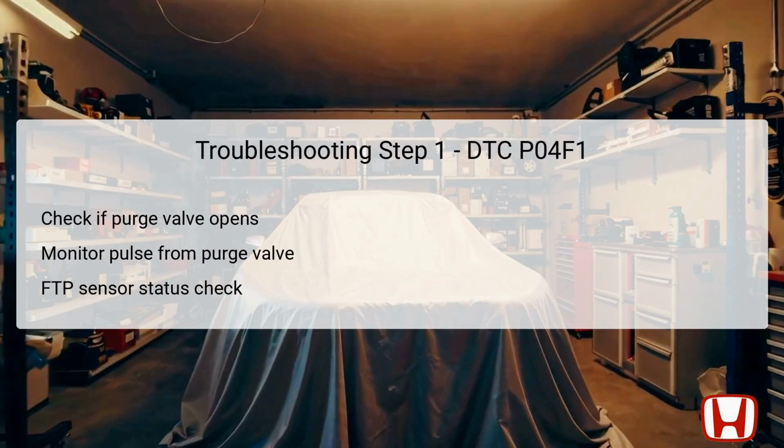In the first troubleshooting step for DTC P04F1, the technician should first verify if the EVAP canister purge valve is functioning correctly by observing if it opens normally, indicating that no mechanical blockage is present. This can be achieved by monitoring the pulse from the purge valve. It should exhibit a consistent duty cycle as commanded by the PCM during operation. If pulses are detected and the purge flow appears normal, then it can be determined that the valve is operating appropriately. Check the output from the FTP sensor as well.